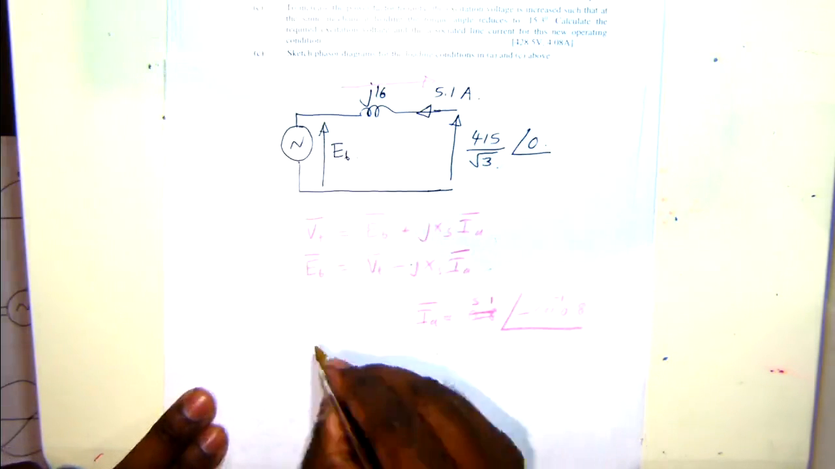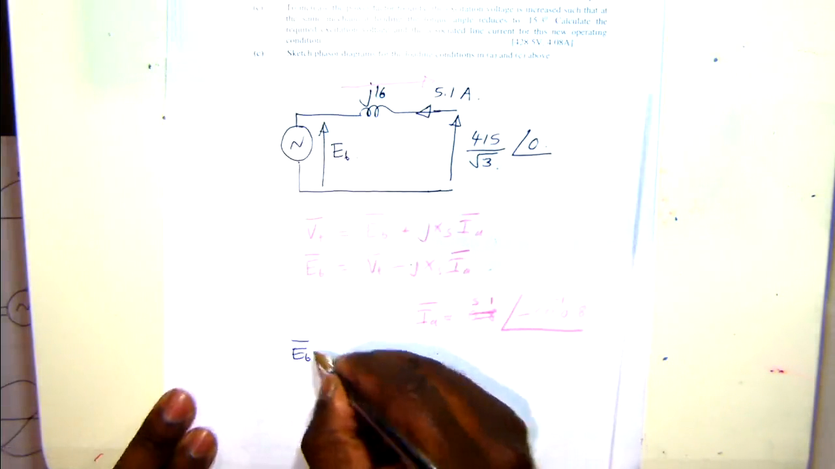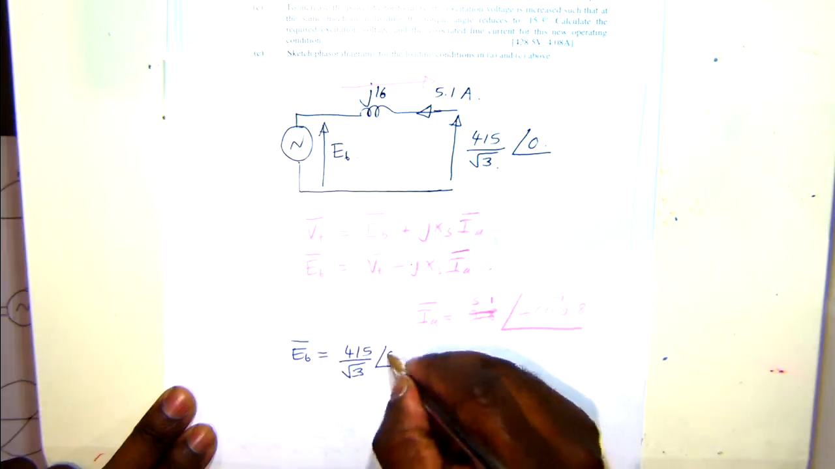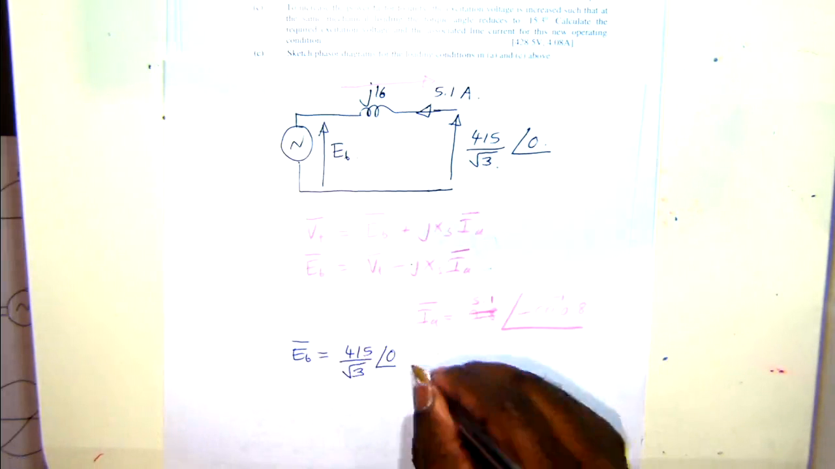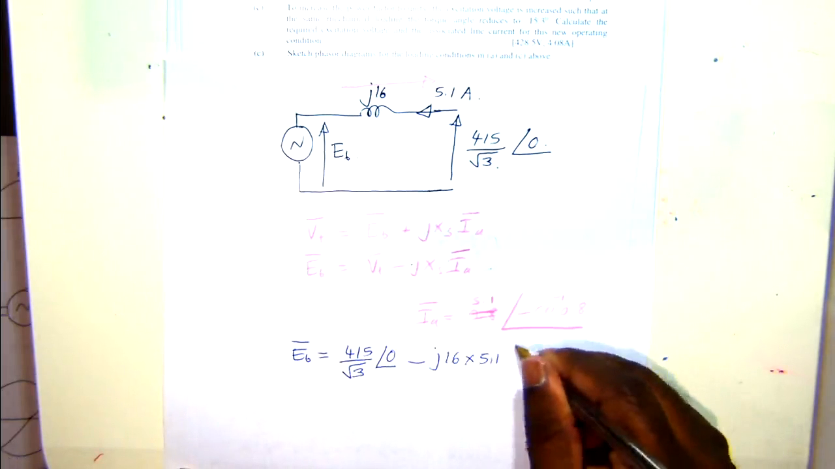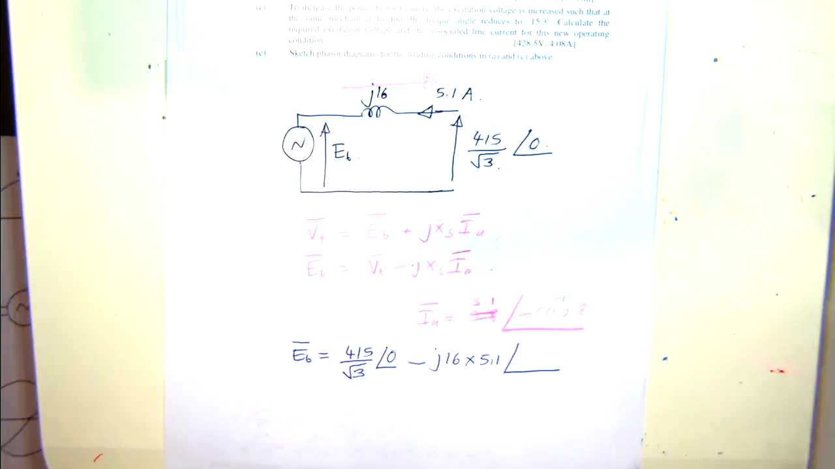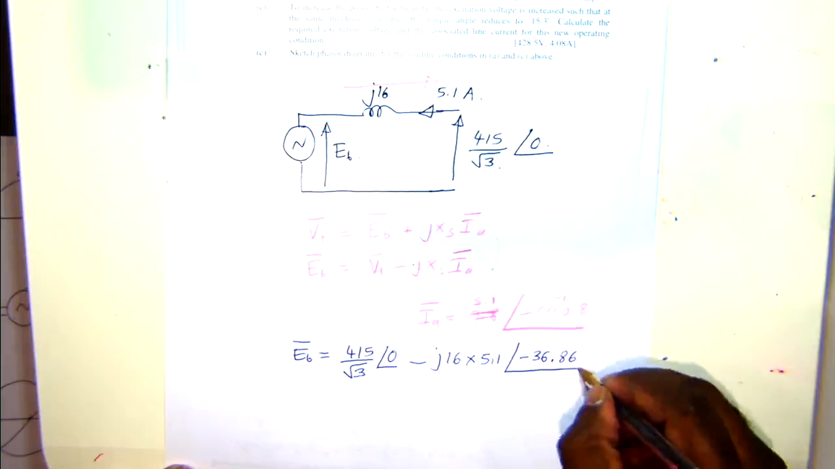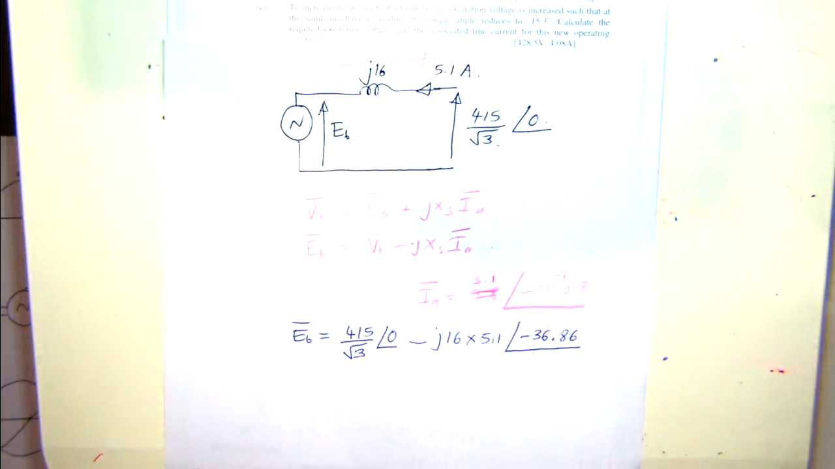So here we have Eb equals 415 over root 3, phase angle 0, that's Vt, minus j16 times 5.1, phase angle cos inverse of 0.8 minus of that. So cos inverse 0.8 will be minus 36.86 degrees. So if you resolve this, you'll get the excitation voltage.